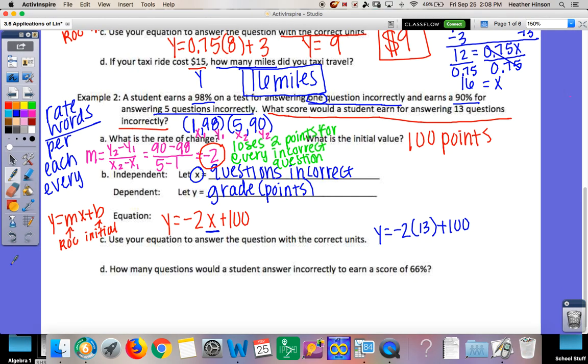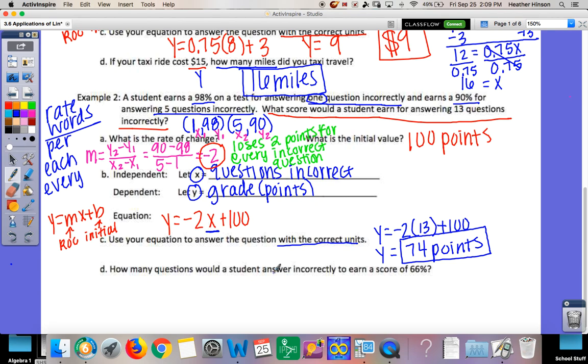We have 74. And then you have to answer it with correct units. So what is 74? 74 is your Y. What is Y? Y is your grade, your points. So this is a 74, you get 74 points for your grade. If you put a grade of 74, that's completely fine as well, as long as it has something to do with your grade, your points.